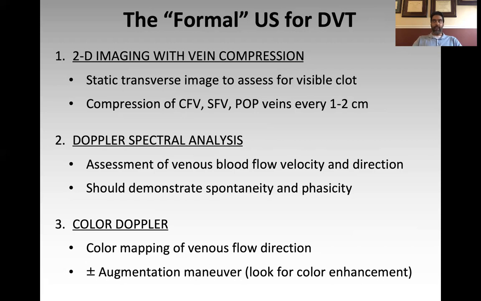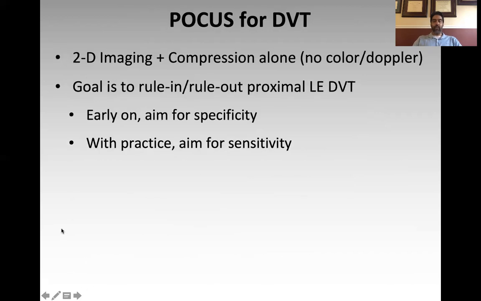And in some protocols, they also do what's called an augmentation maneuver, where they put color on the vein and they either squeeze the calf or dorsiflex the foot to augment venous flow. So you get three components to it. At the bedside, we only do the first part. We only do 2D imaging with compression, without color, without Doppler. Our goal initially, of course, is to rule in DVT, but as we get better, we can start to rule it out. And what we're looking for is proximal lower extremity DVT.